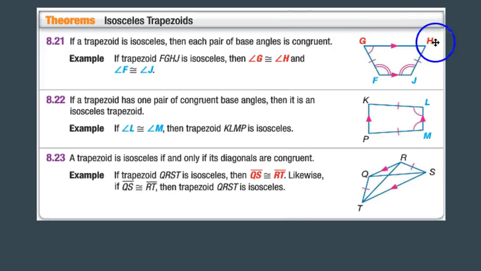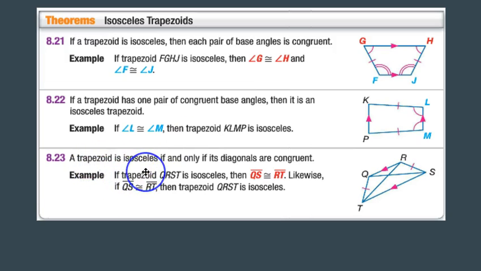So if this angle is congruent with this angle, and this base angle and this base angle are congruent, then we have an isosceles trapezoid. If a trapezoid has one pair of congruent base angles, then it is an isosceles trapezoid. So, for example, in our case, angle L is congruent to angle M. Then we have trapezoid KLMP, which is isosceles.